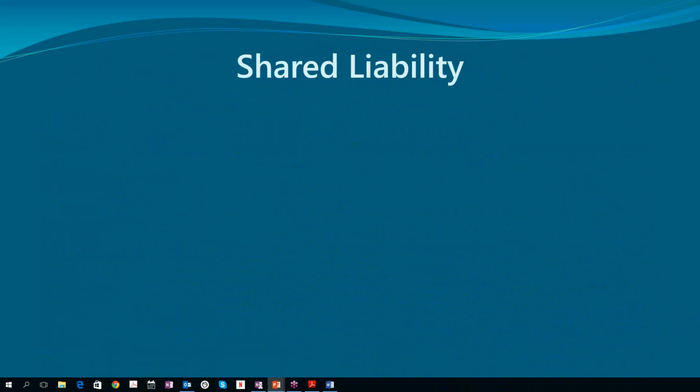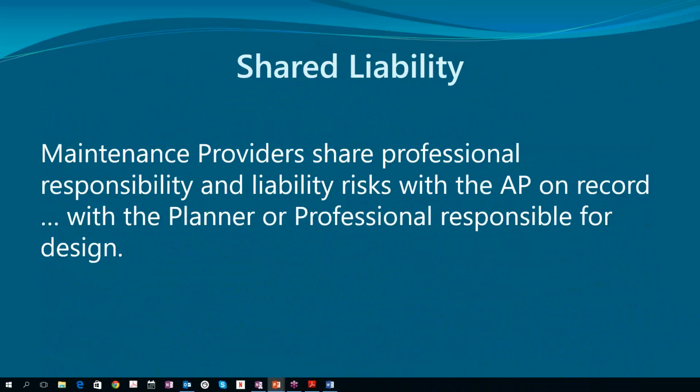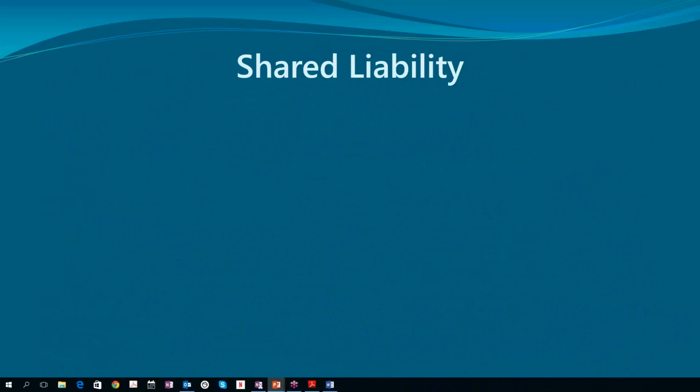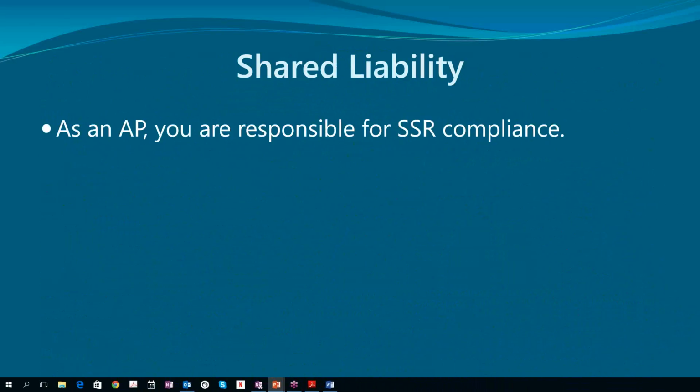If you attended the previous one, for install, the same thing applies to MPs: we share responsibility and liability risks with the other APs. If we do a maintenance service call and we don't point out to the owner that their system is less than the required setback to a lake or a creek or a well, then we would be in trouble. So there is the concept of shared liability. As an authorized person, we're responsible for SSR compliance.